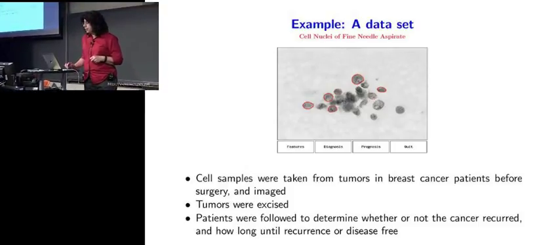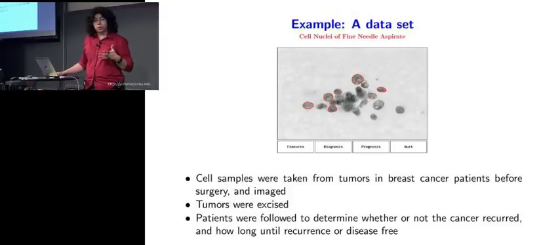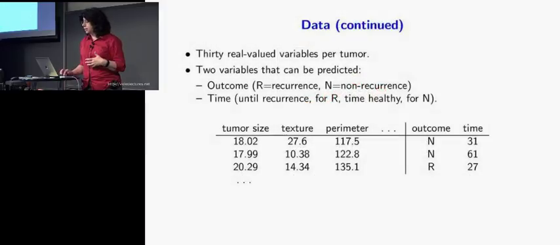Here we have just an example data set, again, to firm up the terminology a little bit. So again, this is a cancer data set. You have cell samples that were taken from tumors, and the patients are then followed up. And what we would like to figure out is, based on characteristics from these images, will the cancer recur or not? That's a binary outcome that we would like to predict. And if there is a recurrence, how long will it take until the cancer recurs?